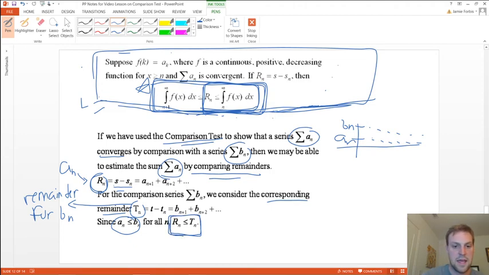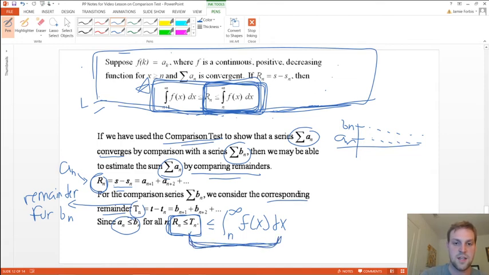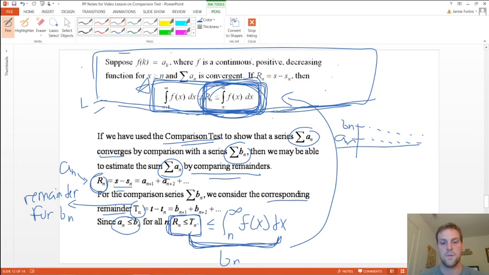Okay, and if this is the case, then we can also state this piece of the integral test and say that this is less than or equal to the integral from n to infinity of f of x dx, which this piece right here, t sub n and f of x, this is all dealing with b sub n, this piece of the integral portion from the lesson the other day. Okay, so we're going to use that knowledge to help us figure out an estimation for the remainder for a sub n, the one I'm given.